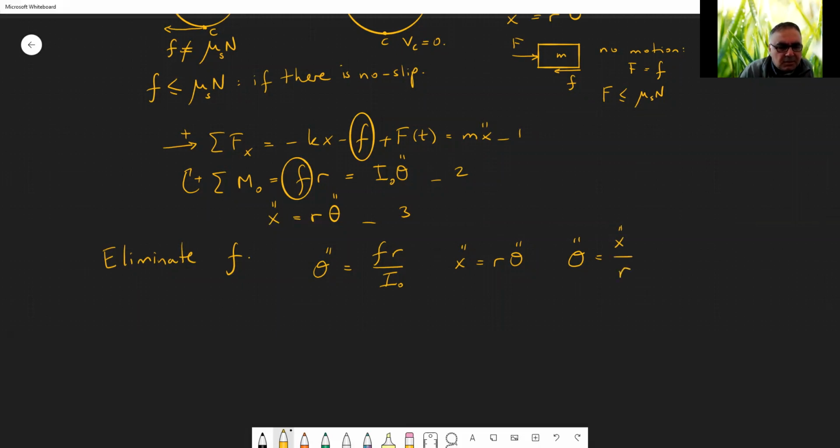Yeah. Okay. Therefore, x double dot over r is equal to F r over I0, or x double dot is equal to F r squared over I0. And we want F actually. F is equal to I0 x double dot over r squared. And now we can put this into equation 1.